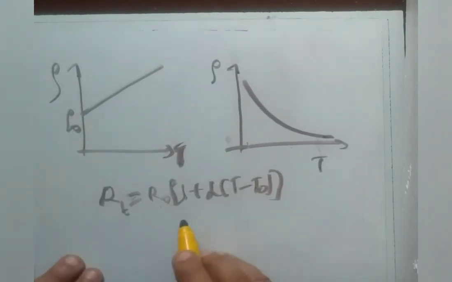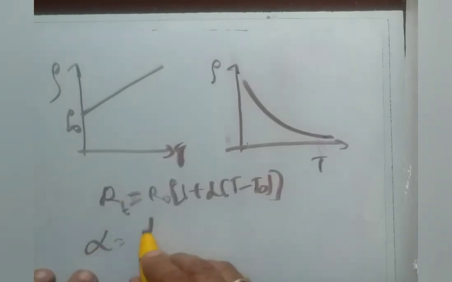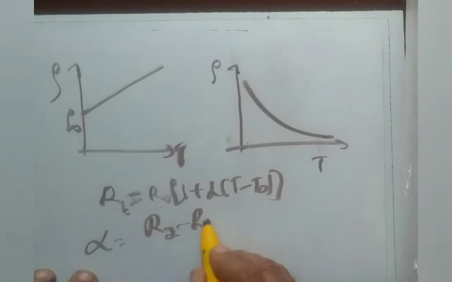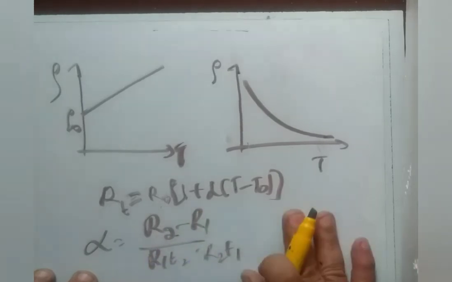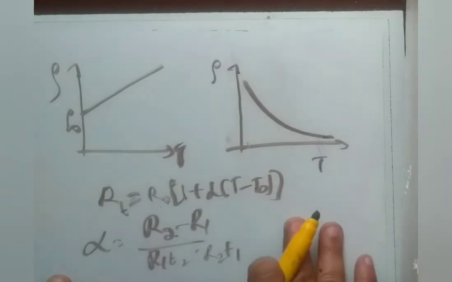And also, when we don't know the R naught value, we can write alpha in this form: alpha = (R2 minus R1) by (R1 T2 minus R2 T1). Here R2 and R1 are resistances at temperatures T2 and T1 respectively. This is another formula. Without proof, we can take it and use it in numericals for calculating values of alpha.